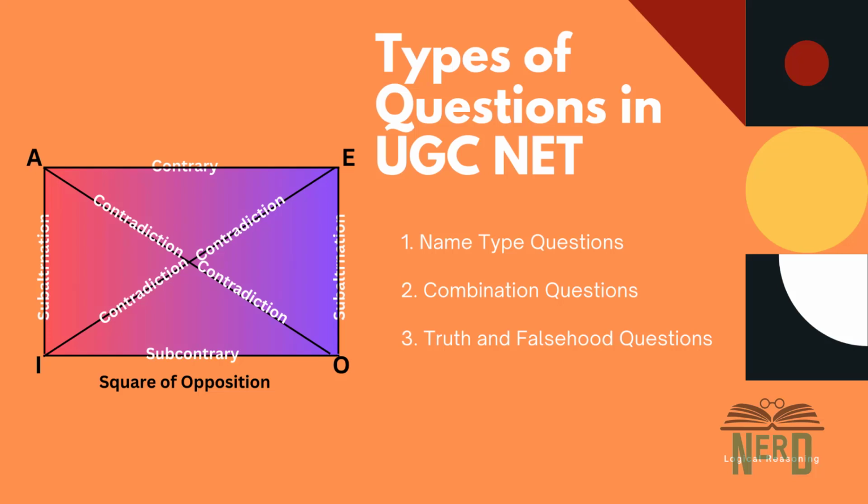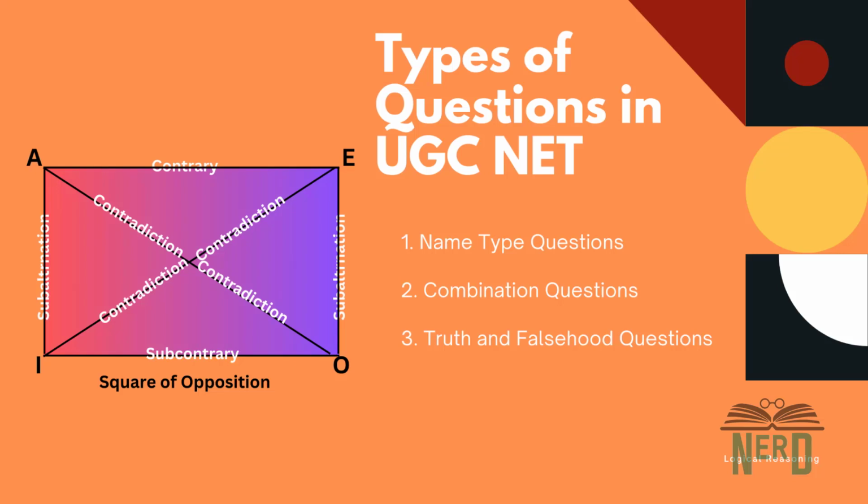If a contrary statement, AE, is true, the other must be false, but they can both be false. For example, if all swans are white, A is true, then no swans are white, E, must be false. However, it's possible that neither all swans are white nor no swans are white is true. If a subcontrary statement, IO, is false, the other must be true, but they can both be true. For example, if some swans are white is false, then some swans are not white, O, must be true.